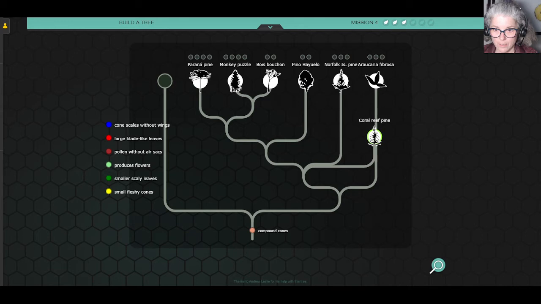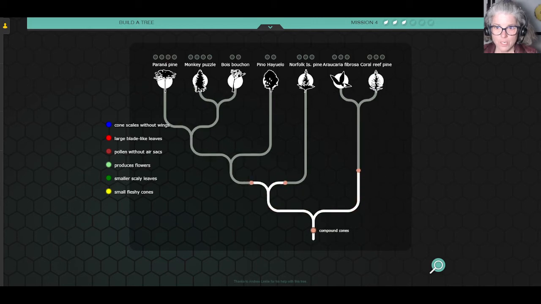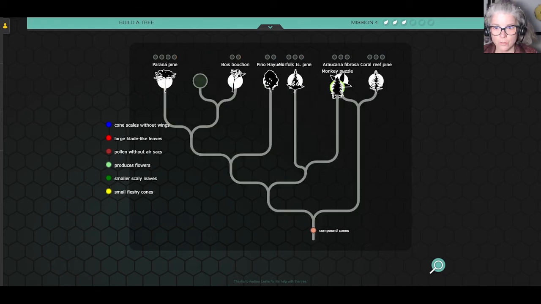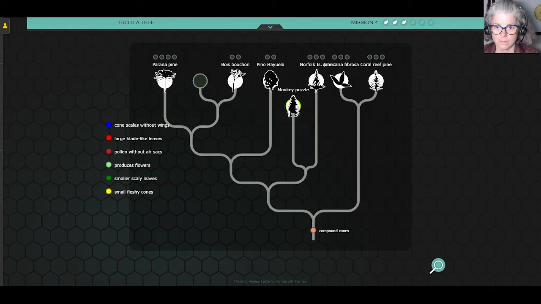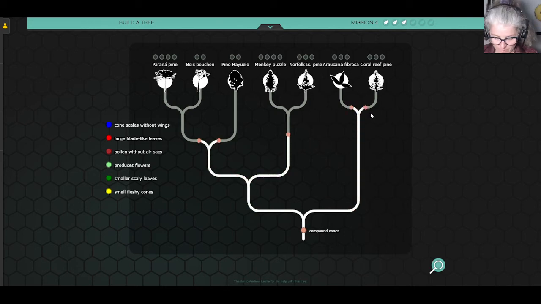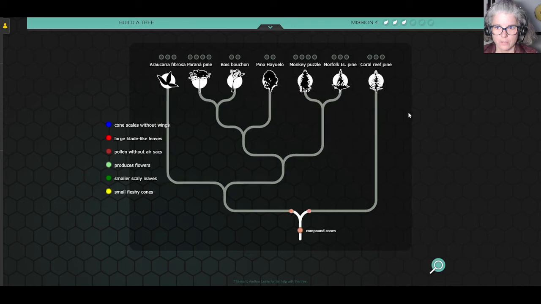So if I'm going to do this one as pollen without air sacs, I could leave this here. A coral reef is in there. Whoops, that's not what I wanted to do. So these two are pollen without air sacs. The monkey puzzle tree is also. Come on, get over here. I'm going to try that again. Didn't like that at all. Norfolk Island pine. A little bit glitchy, isn't it? Okay, I'll change that.